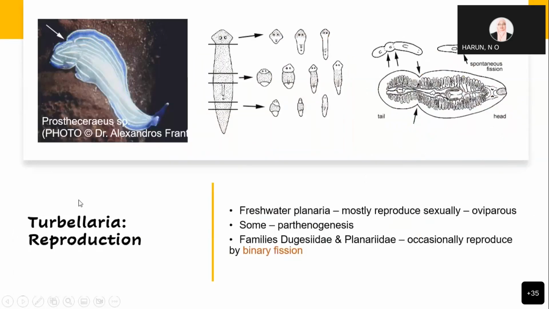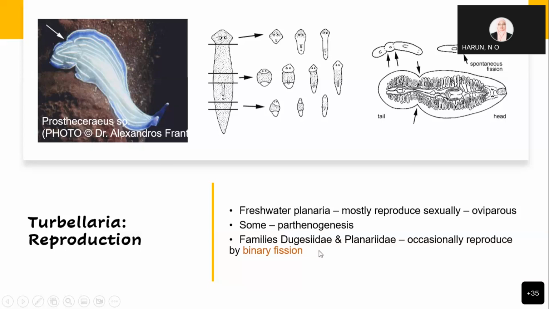Okay, the reproduction for Tubularia. This is one of the examples of the Tubularia. Freshwater Planaria mostly reproduce sexually ataupun oviparous. Some adalah parthenogenesis. Okay, again, you cut off this area, they will regrow. Or even you cut about this size ataupun within this zone, still can regrow. Okay, that's why we call it as a parthenogenesis.